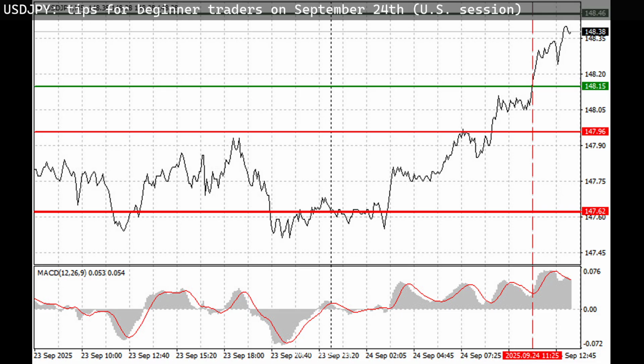Scenario No. 2. I also plan to buy USDJPY today in the case of two consecutive tests of 148.19 when the MACD is in the oversold area. This will limit the pair's downward potential and trigger a reversal upward. Growth can be expected toward the opposite levels of 148.49 and 148.99.